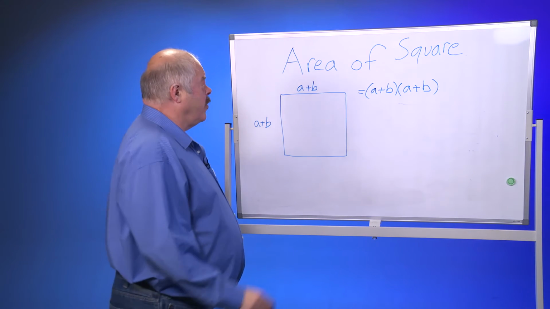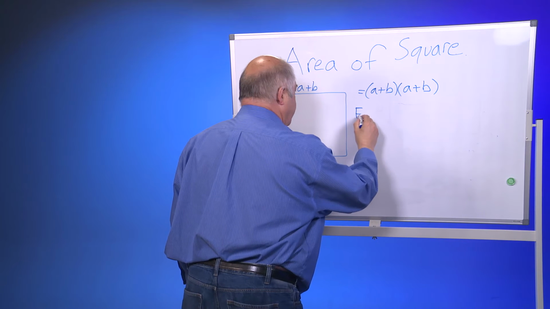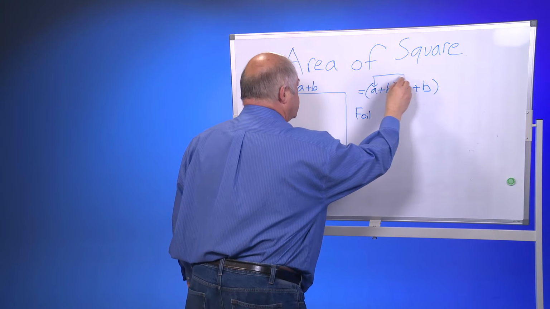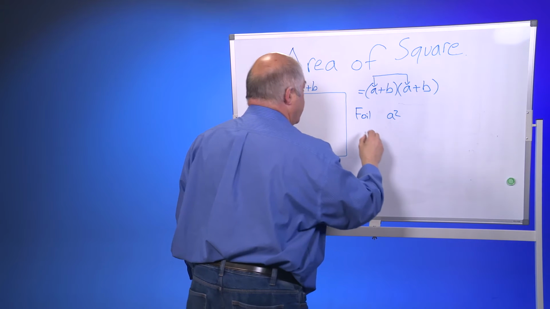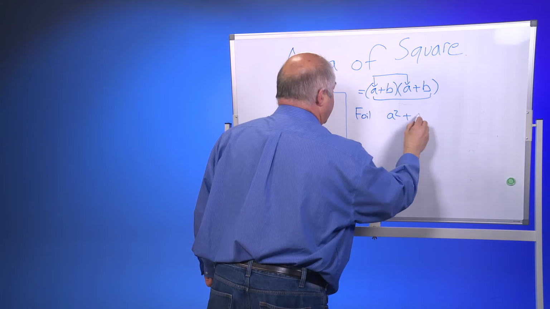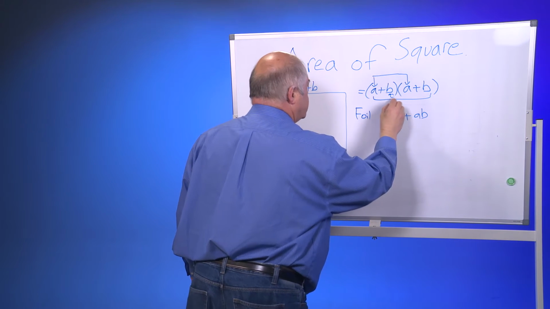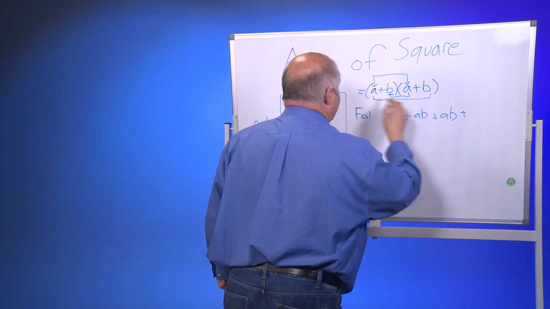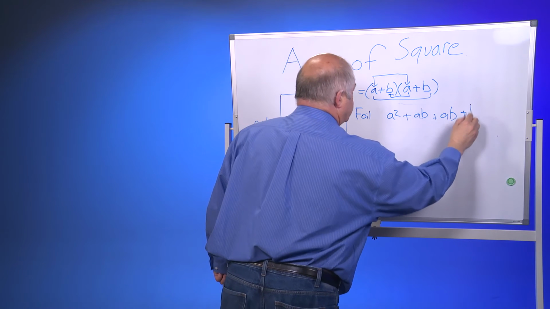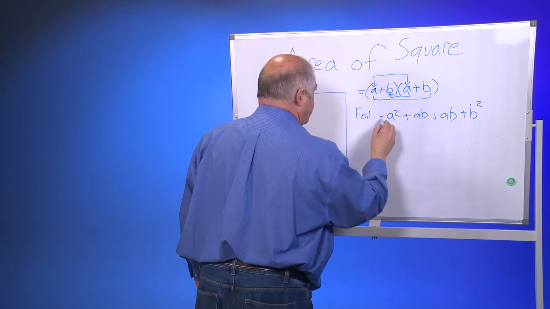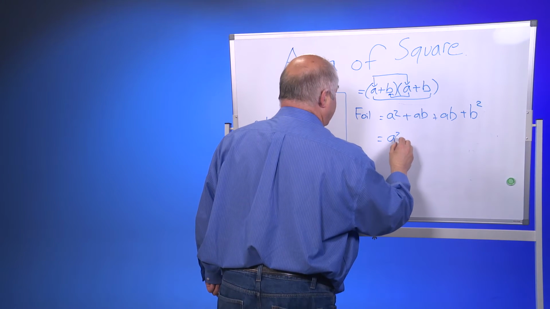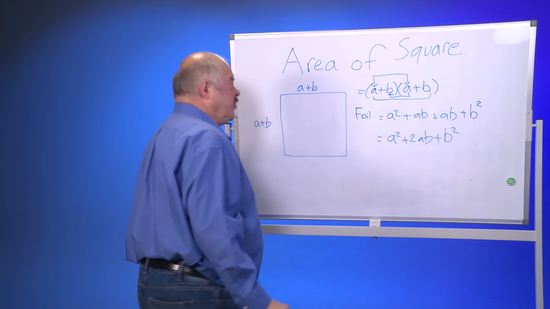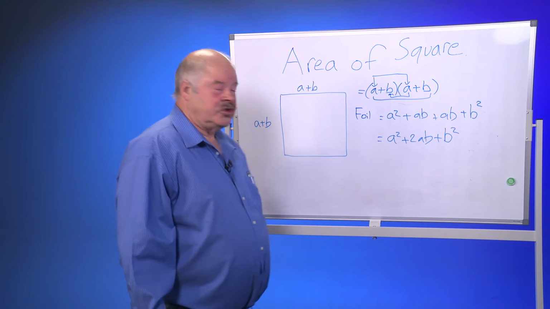And then remember from using the FOIL method, we can multiply the first terms to get a squared, the outside terms to get ab, the inside terms to get ab, well, ba, but it's the same as ab, and then the last terms, which is b squared. And if we combine things, we would have an answer of a squared plus 2ab plus b squared. And that would be one of the answer choices.